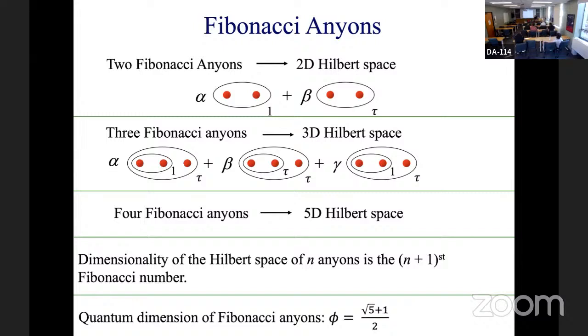And because the asymptotic rate of change of Fibonacci numbers is the golden ratio, this rate of growth of the Hilbert space is also called the quantum dimension. So we say the quantum dimension of Fibonacci anyons is the golden ratio. So it's an irrational number, as opposed to, say, 2, which is the quantum dimension for a regular spin 1/2, for example.